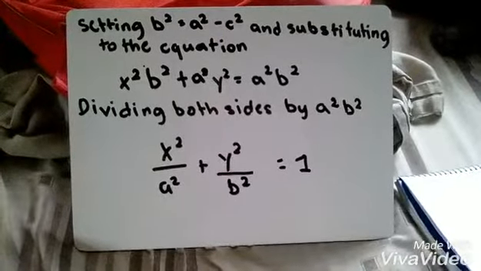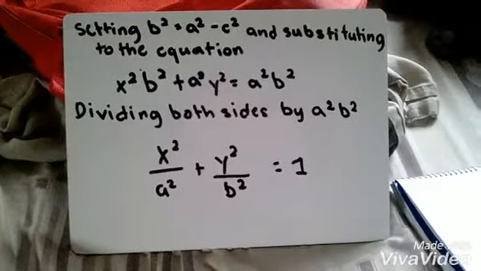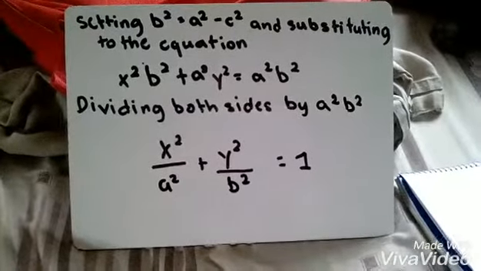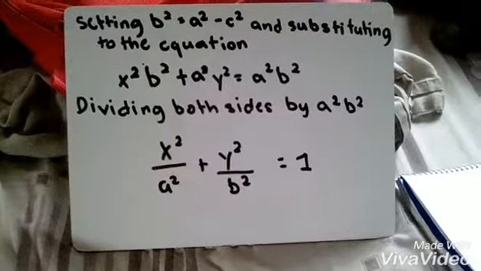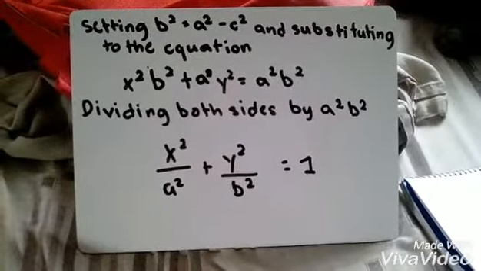b squared x squared plus a squared y squared equals a squared b squared. Dividing both sides by a squared and b squared: x squared over a squared plus y squared over b squared equals 1.